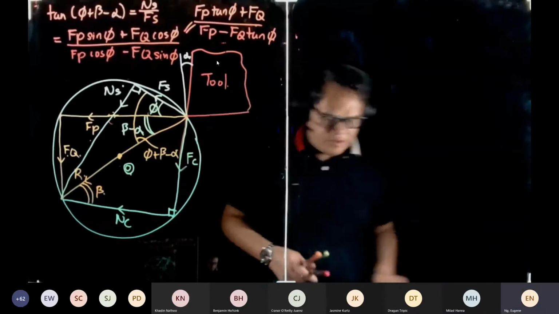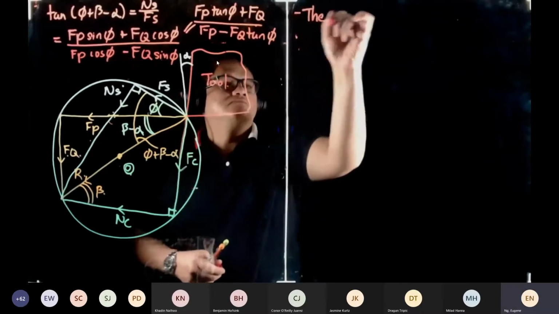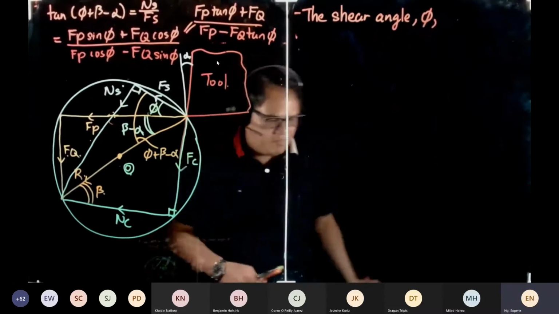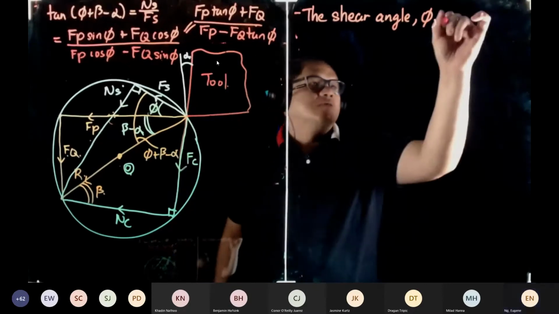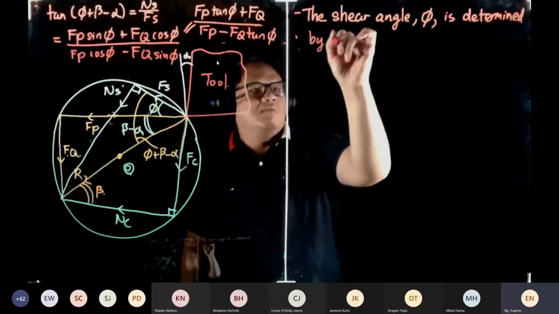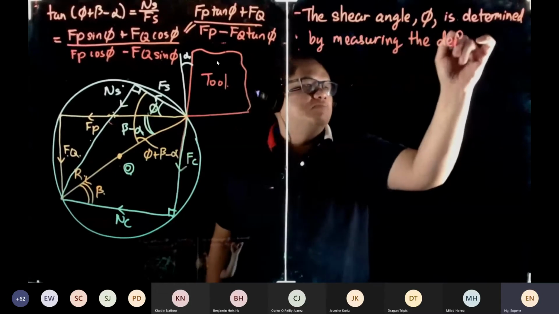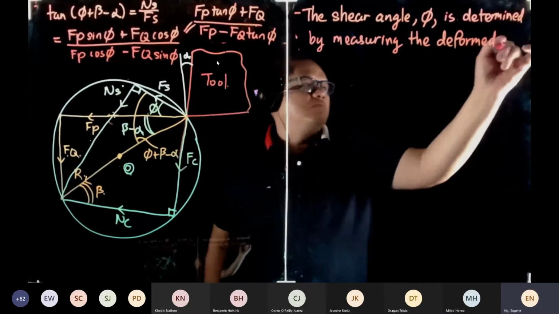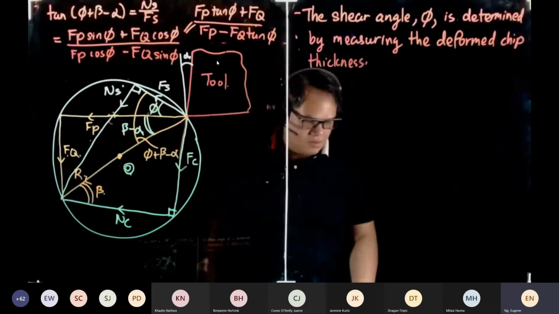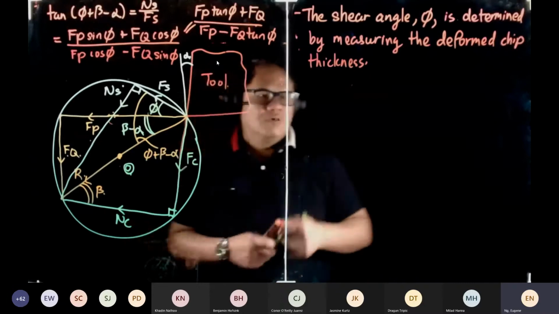Right, so the shear angle critical. The shear angle pi is determined by measuring the deformed chip thickness. Okay, so I'm going to draw the tool now. We're going to draw the tool. So this is our tool.